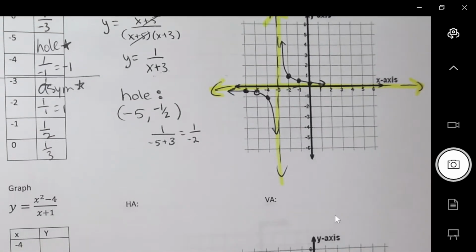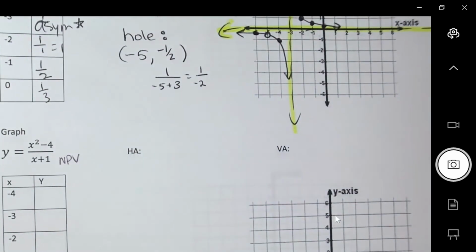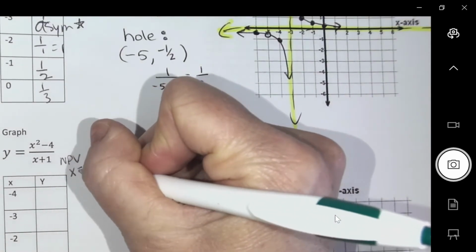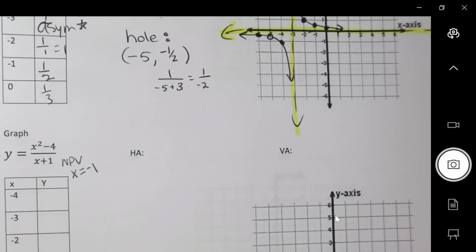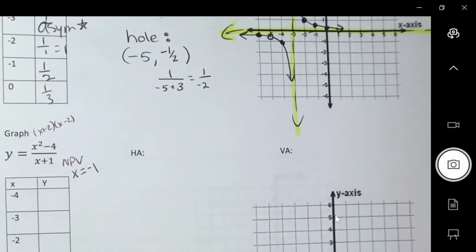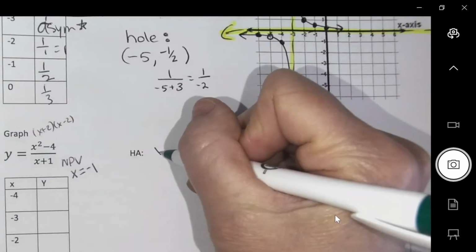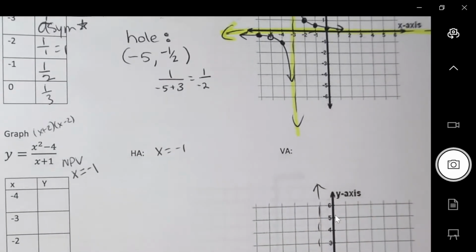Okay, let's look at the next one here. Okay, let's talk about non-permissible values here. What's not allowed? I don't want a negative 1. That's not allowed. So will it be a vertical asymptote or will it be a hole? As in, would this cancel with anything on the top? No. Even if I did factor this, which I don't need to right now, nothing's canceling. So negative 1 is a vertical asymptote.